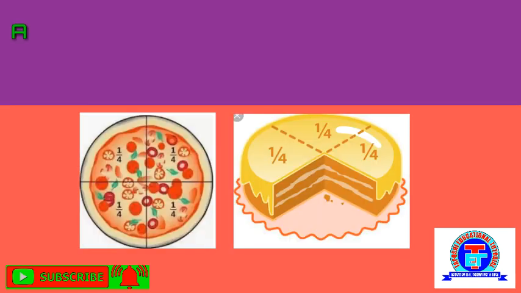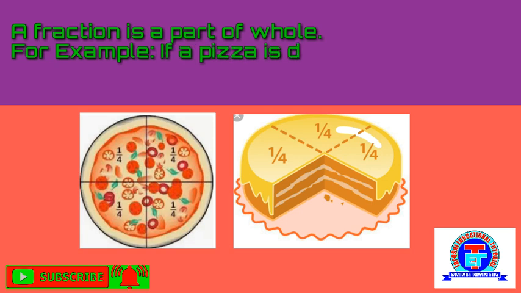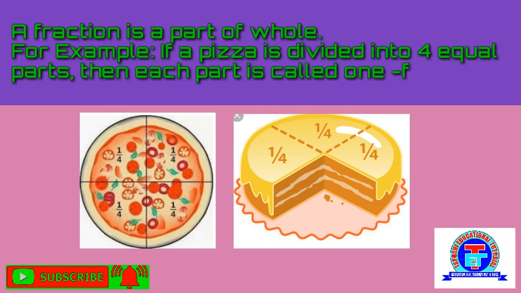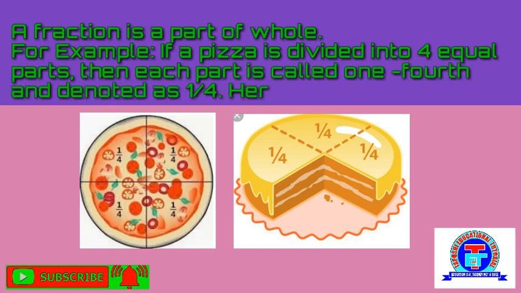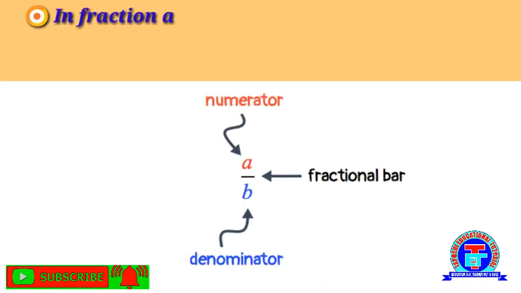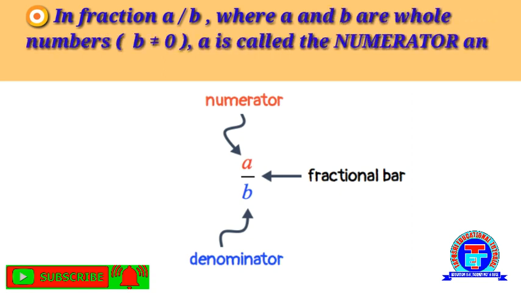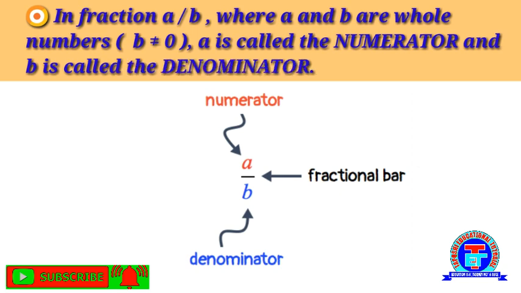Suppose a pizza is divided into 4 equal parts, then each part is called 1/4 and is denoted as 1/4. Here 1/4 is a fraction. In a fraction a/b, where a and b are whole numbers, that means b is not equal to 0 here, a is called the numerator and b is called the denominator.